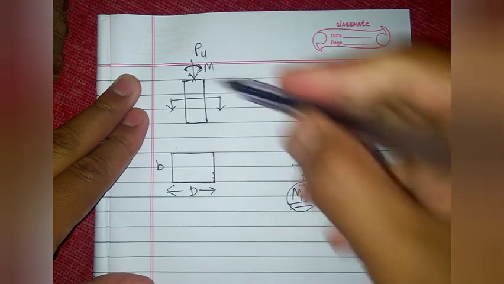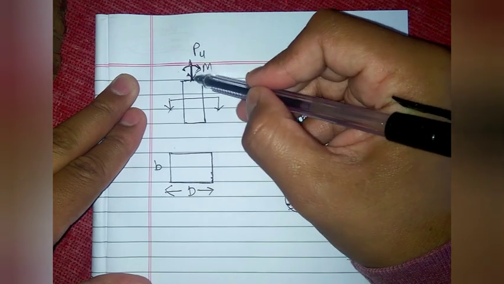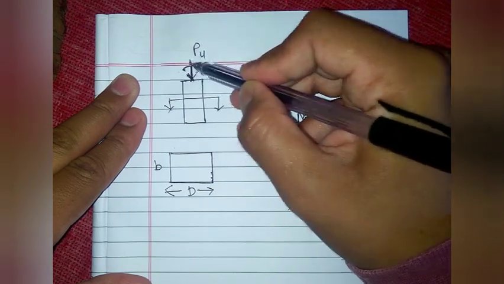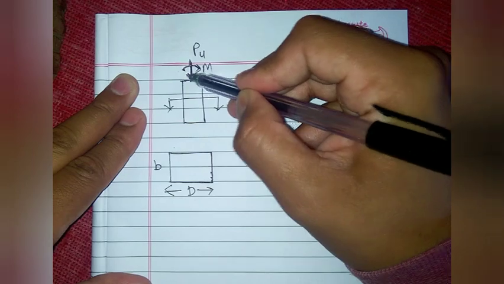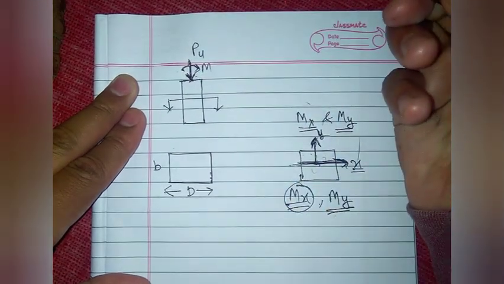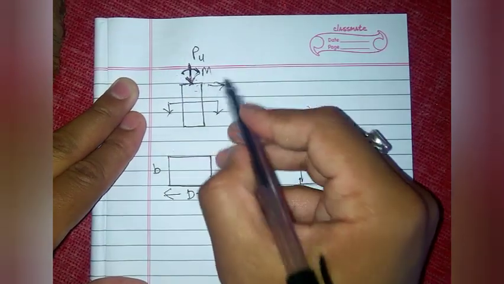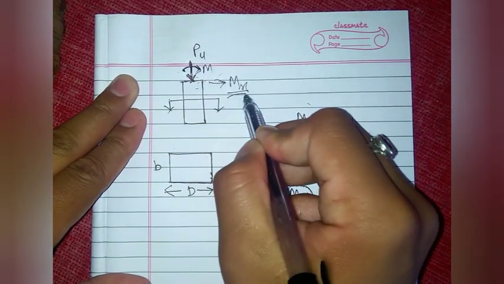So here we are describing that this loading is acting here, and due to this loading there is a bending acting along the x direction, about the y axis. So we will designate it as Mx.